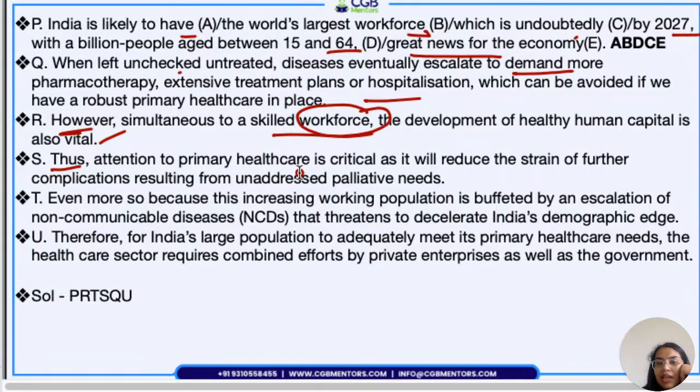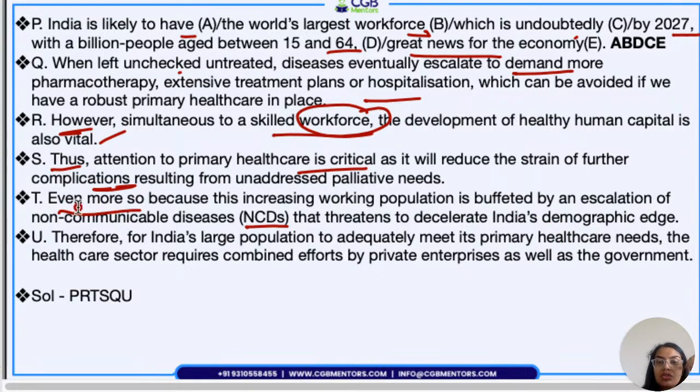Attention to primary healthcare is critical as it will reduce the strain of further complications resulting from unaddressed palliative needs. So the author must have said something, and hence says primary healthcare is critical. Even more so, because this increasing working population is buffeted by an escalation of NCDs that threatens to decline India's demographic edge.